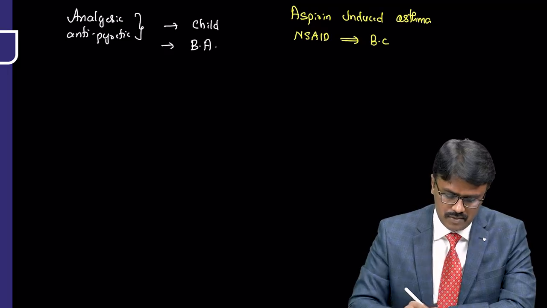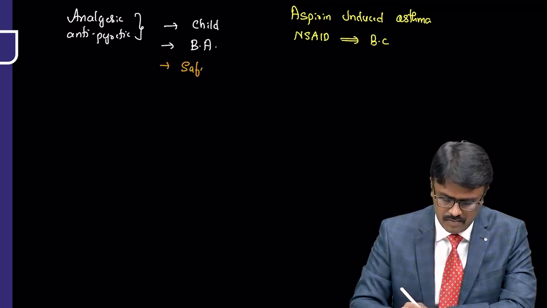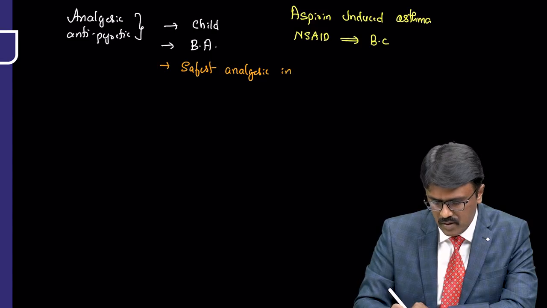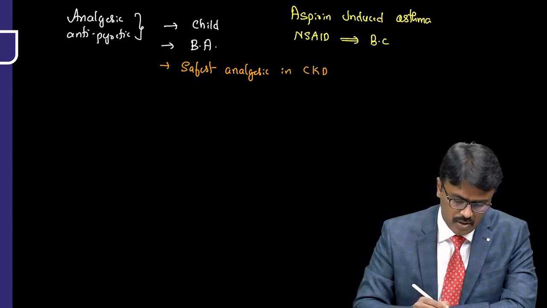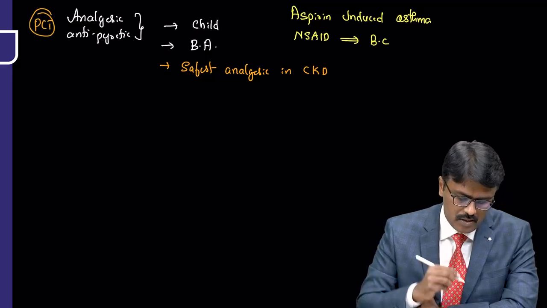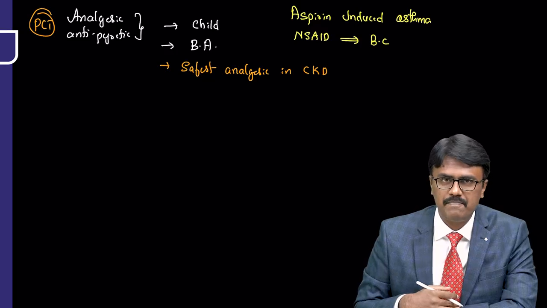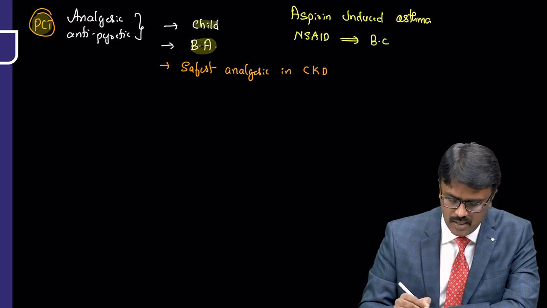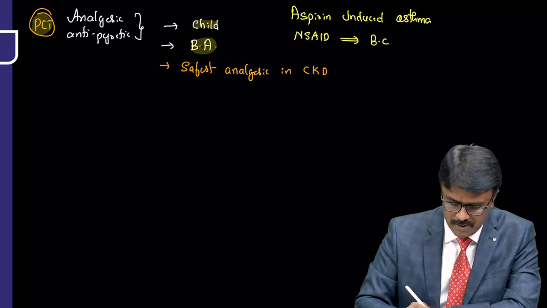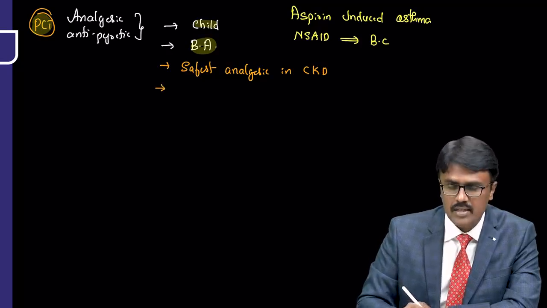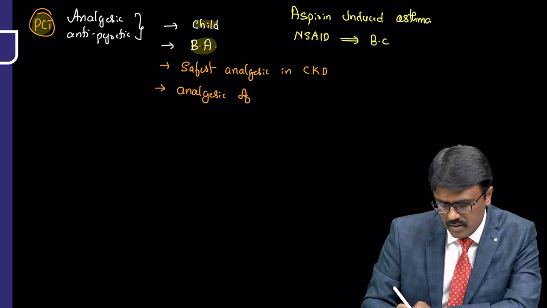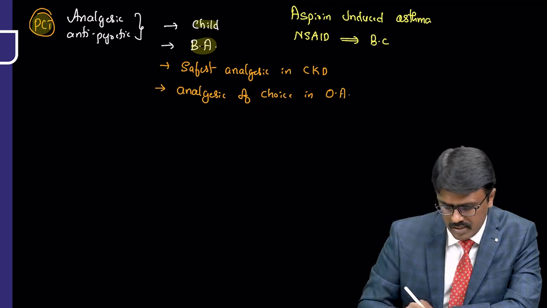So it is one of the safest drugs, and it is one of the safest analgesics in a patient with chronic kidney disease or renal failure. So I am talking about PCT, paracetamol. The name itself has para, that is a good one. So paracetamol is a very good analgesic in a child, in an asthmatic patient. It's the safest analgesic in a CKD patient, and it is also the analgesic of choice in a patient with osteoarthritis.